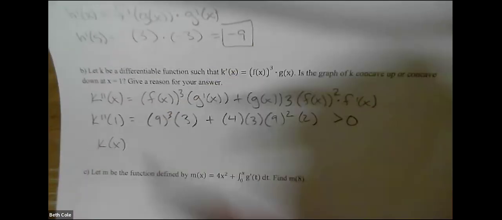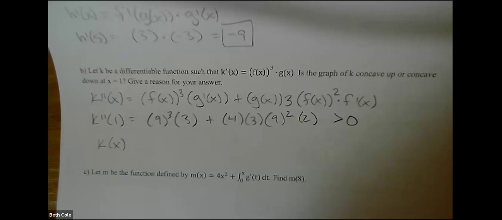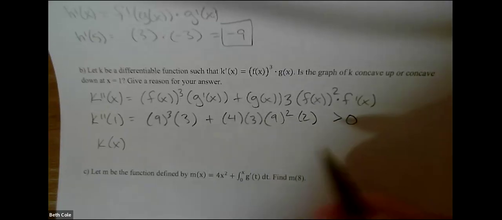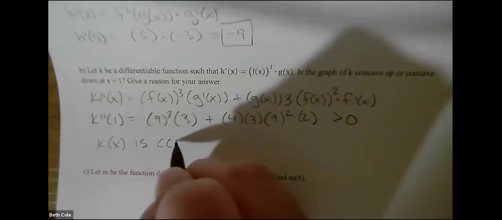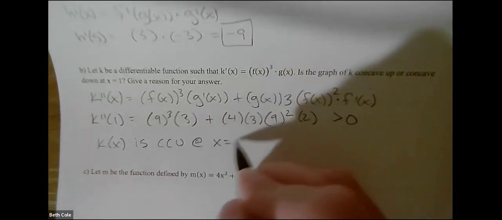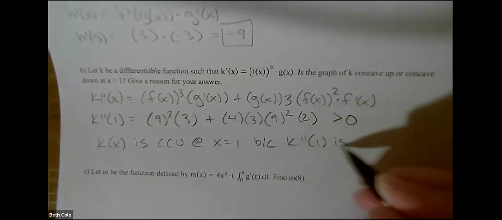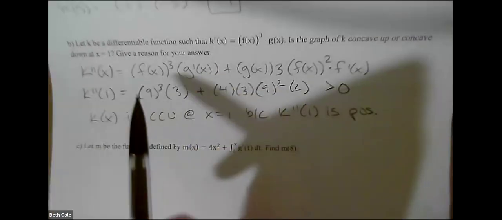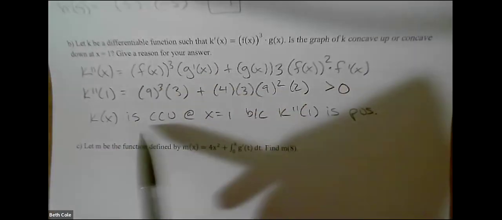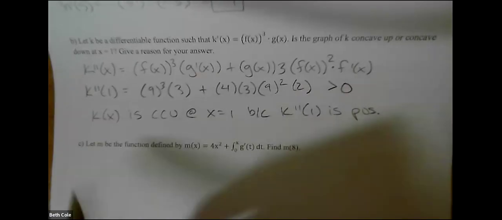We're going to say K, all your sentences should start "K of x is" or "K of x has," whatever function you're talking about. So K of x is concave up at x equals 1 because the second derivative of 1 is positive. So we find the second derivative, plug in 1, and then give your explanation.